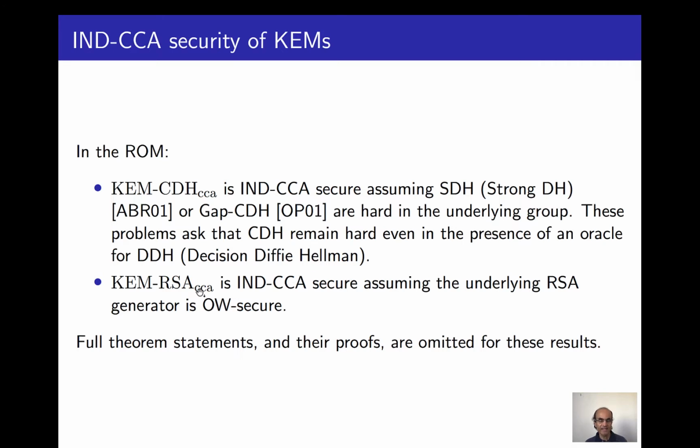In the RSA case, again, we have our RSA KEM for the CCA case with its 2 now random oracle hash functions, and that is IND-CCA, and the assumption is the same as before, the one-wayness of the RSA generator.